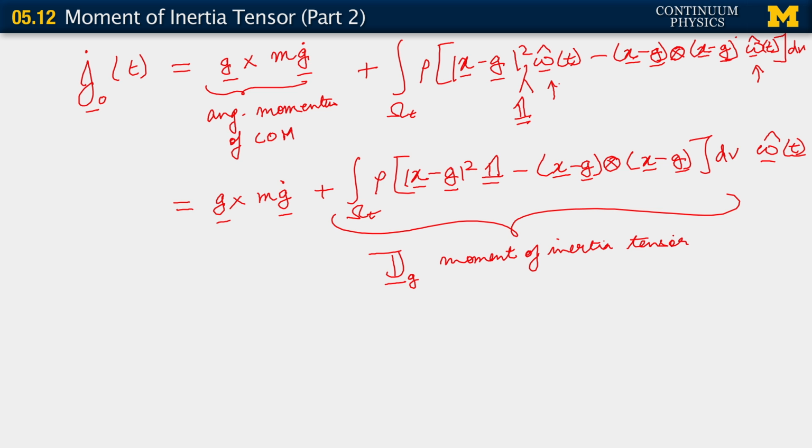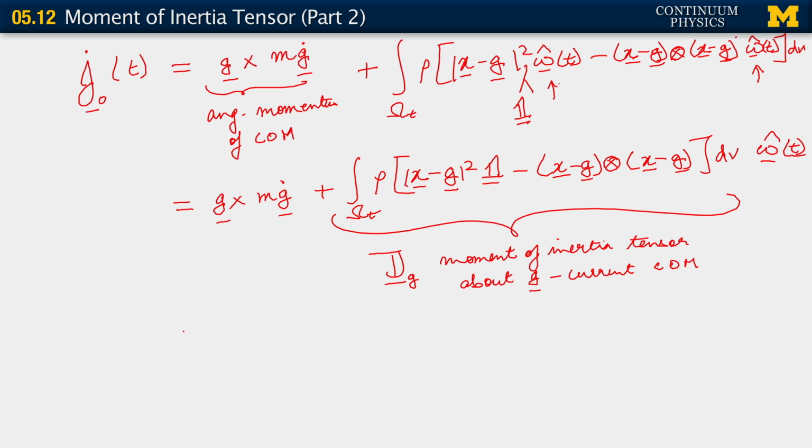and the reason for the sub little g is to remind us that this is the moment of inertia tensor obtained when we are computing the moment of inertia about the current position of the center of mass, right? So it's the moment of inertia tensor about g, right, which is the current position of the center of mass. All right?